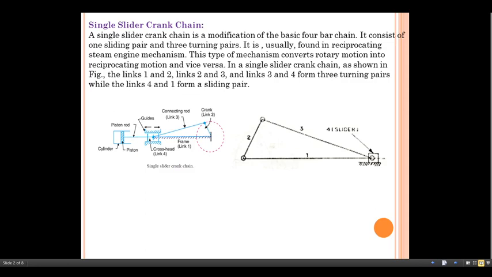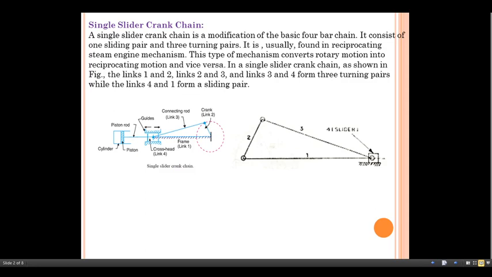In a single slider crank chain, as shown in this figure, here link number 1 and link number 2. This one is actually the ray diagram, the single slider crank chain drawn here. So this indicates this entire portion, so you can easily identify the different links.